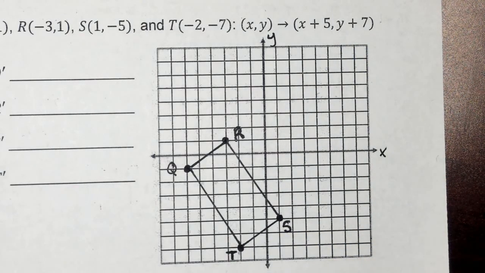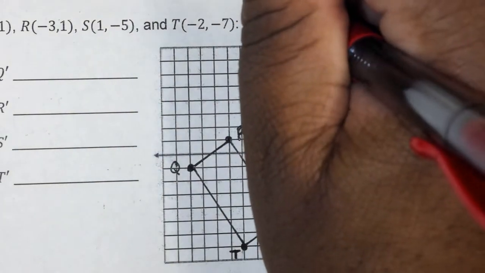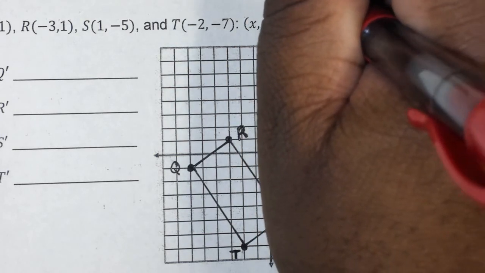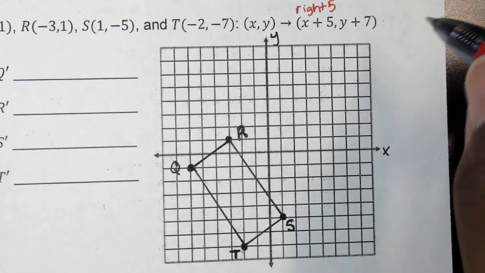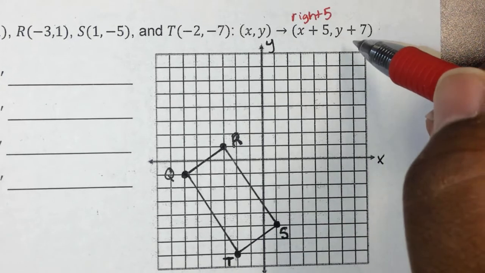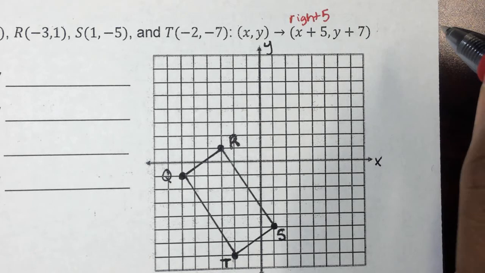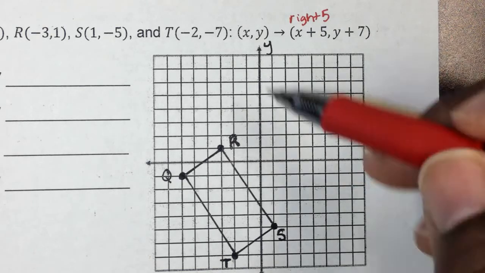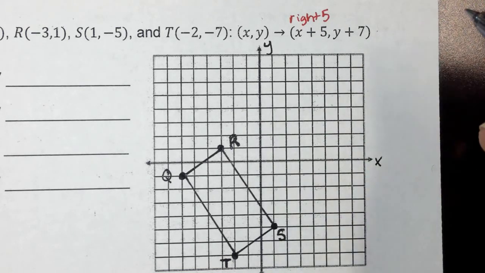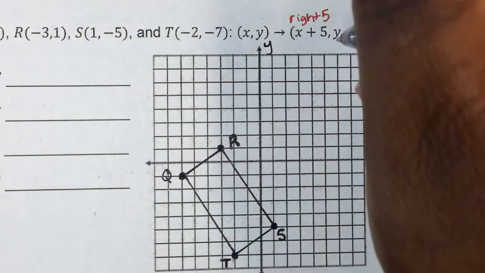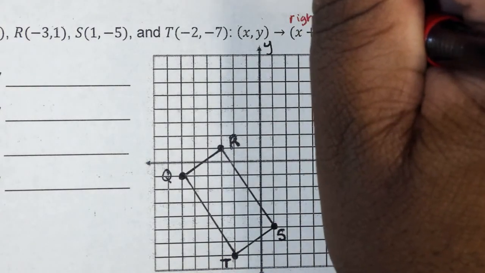Which direction are we moving? To the left or to the right? To the right, right? How many spaces? To the right, 5. Then it says y plus 7. Y-axis here. We're doing plus 7. We're moving up or down? Up 7.